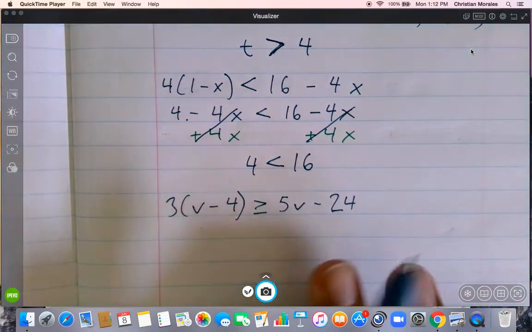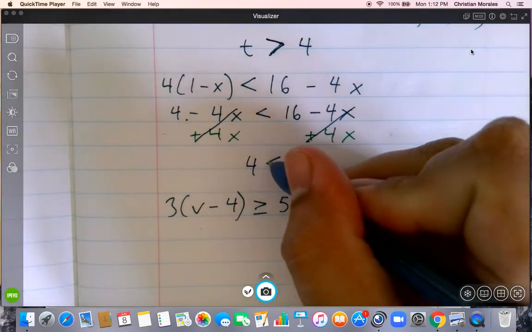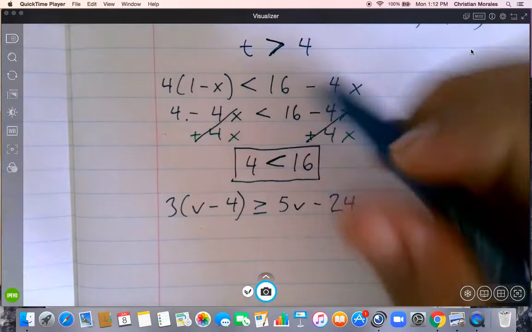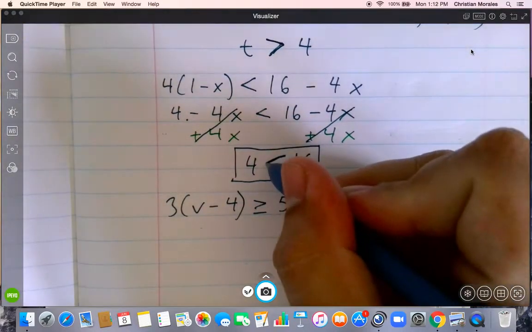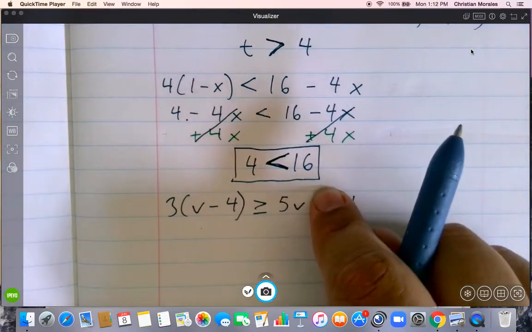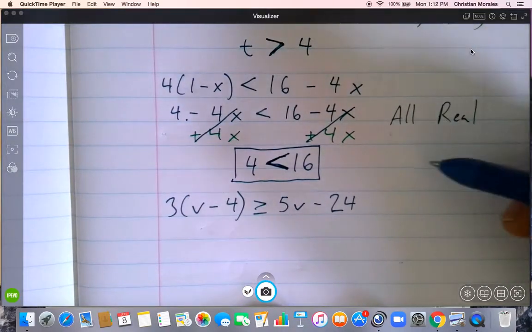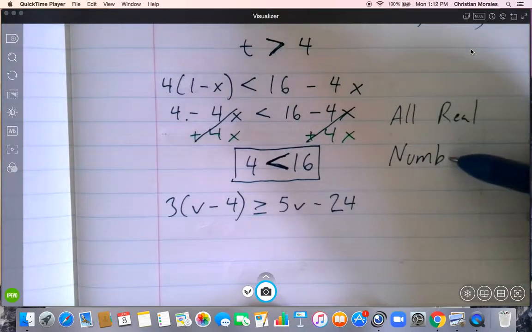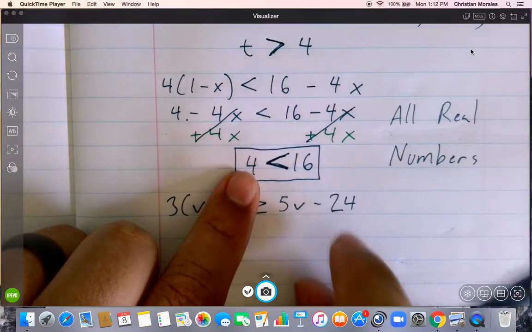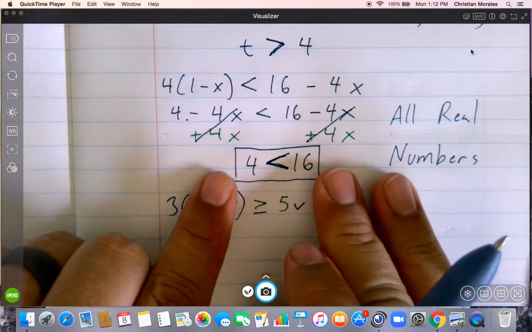Now, there's no x anymore, so there is no one answer for x. Instead, when you have this happen, you have to ask yourself, is this statement true? Does this statement make sense? Is 4 less than 16? If this is a true statement, a true inequality, then your answer for x is all real numbers. If the sign was flipped, if this said 4 is greater than 16, this would be a no solution because it would not make sense. It would not be a true statement. So that can happen when the x's cancel out.